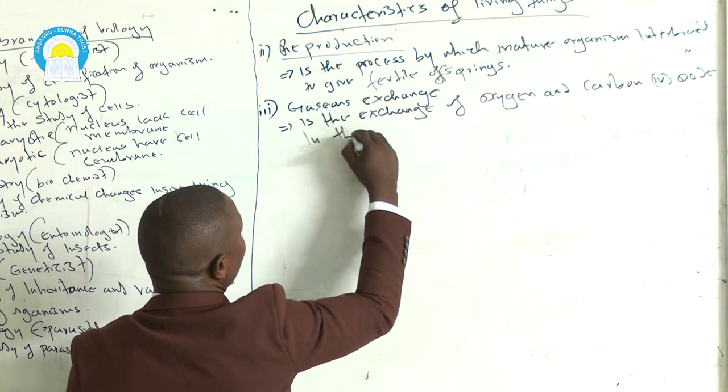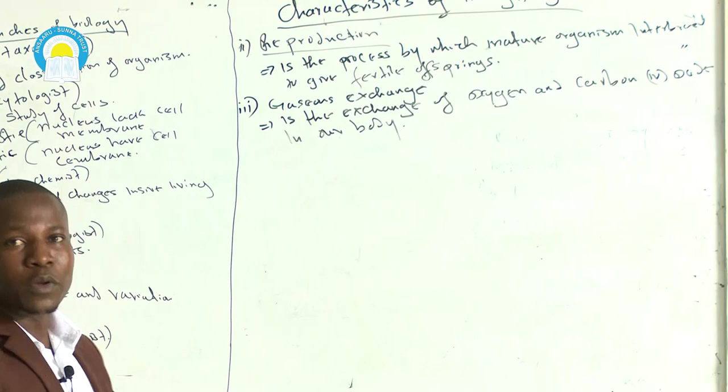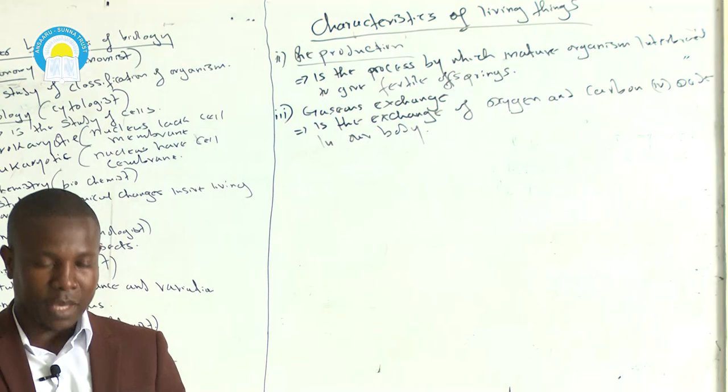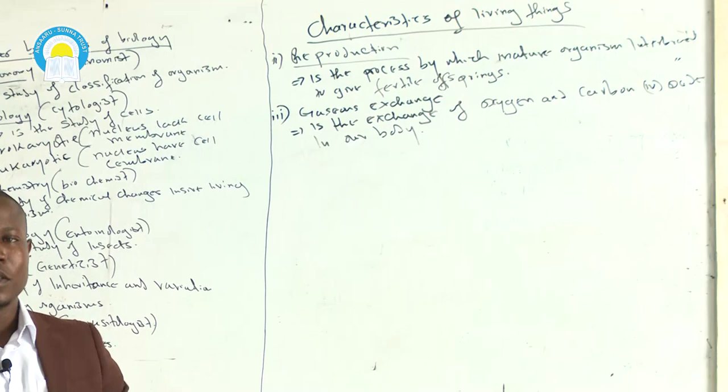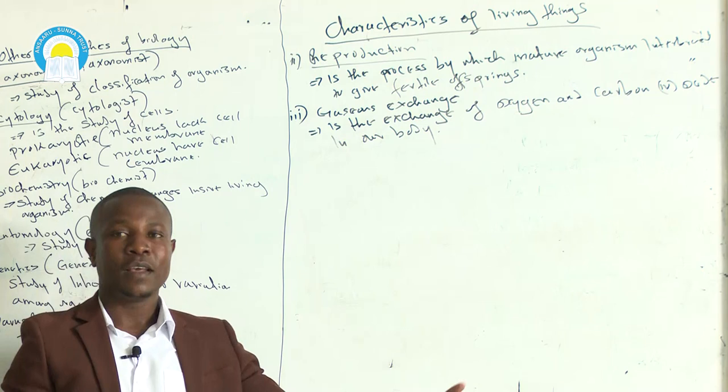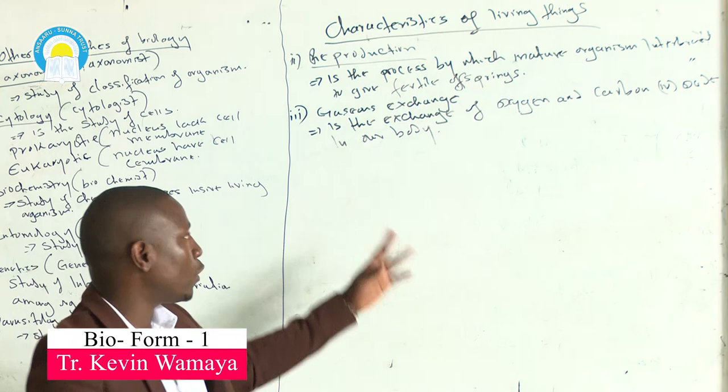So when you breathe in, when you take in oxygen and you give out carbon dioxide, we call it gaseous exchange. And this oxygen that you are taking in is the one required for respiration to take place. When the food is chemically broken down in the presence of oxygen, the food will be completely broken down. But when the food is broken down without oxygen, the food will not be completely broken down.